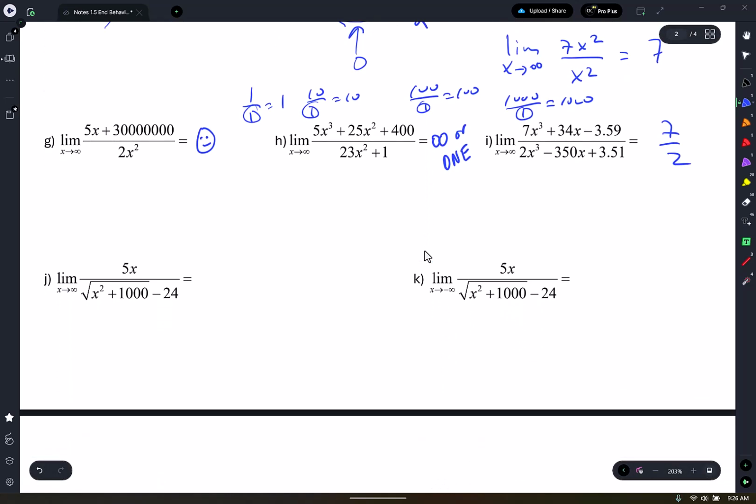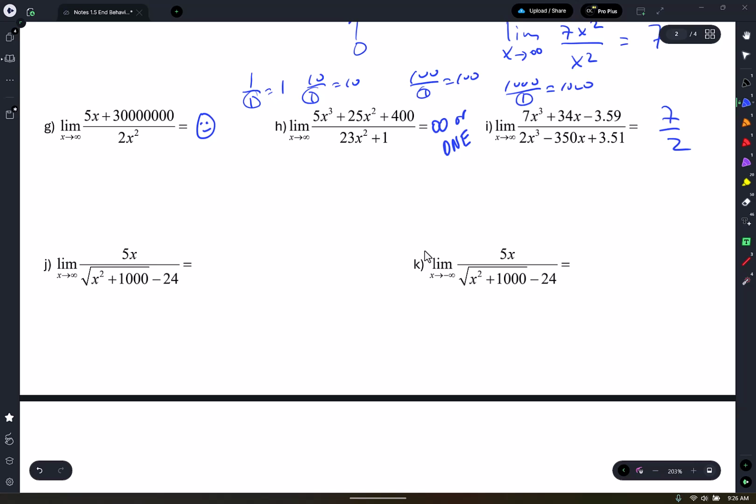All right, here we go. End behavior. Relax. x is approaching infinity, so the end behavior of the numerator is 5x. The end behavior of the denominator: you're going to square the x value, and then you take a square root. The x squared is the ocean, and the x squared plus 1,000 minus 24. What's the square root of x squared? x. So this becomes what?